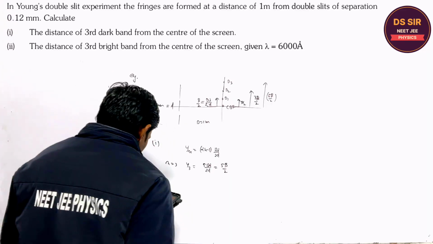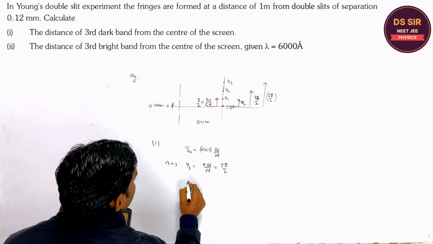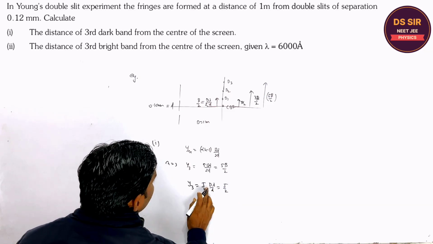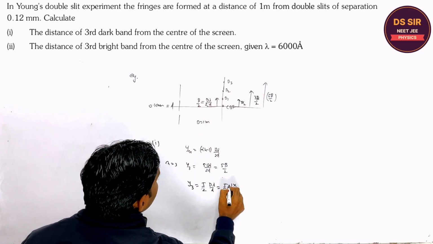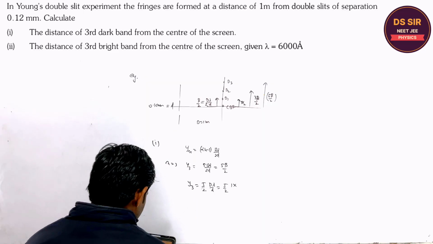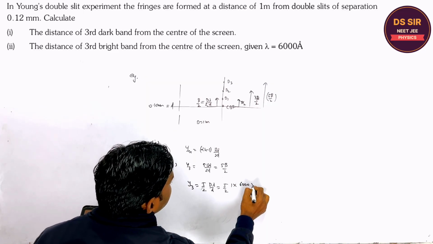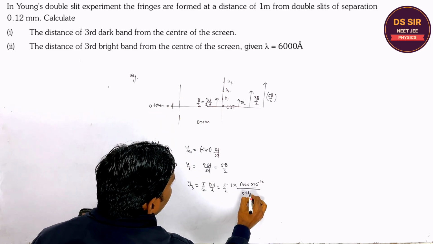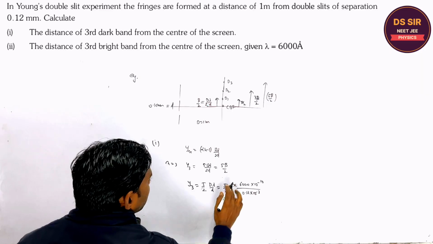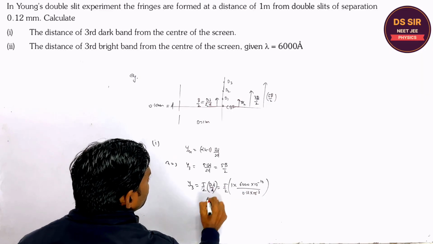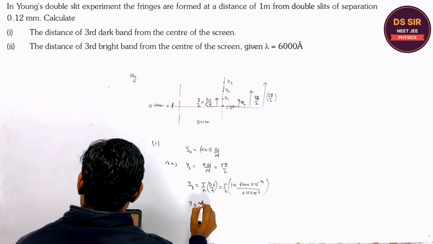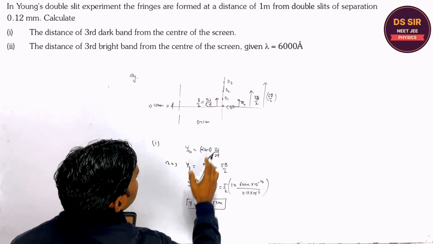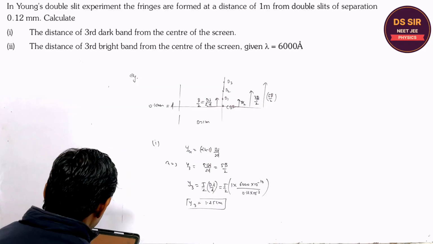Right. So it is equal to 5 by 2 times d lambda over d. Capital D is 1, wavelength 6000 angstrom is given, and the small d is 0.12 into 10 to the power minus 3. Now when you calculate, you will get 1.25 centimeter from the CBF. Is it clear or not, you tell?